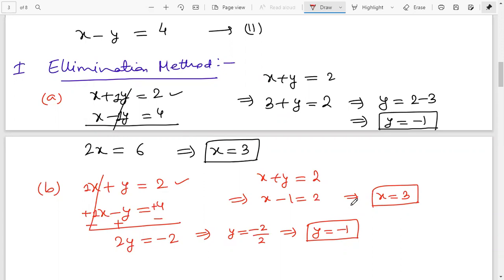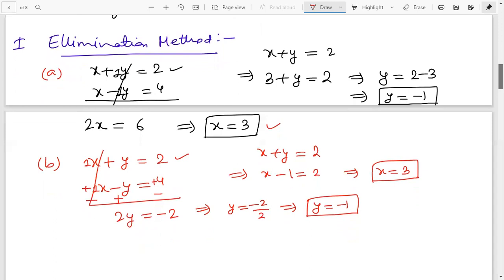So we can use this method of eliminating, that means cancelling the y term or the x term, any one. Then we can find one variable, x or y. Then we put the value we have obtained in any one of the equations to get the other variable's value. This was the first method, that is the elimination method.